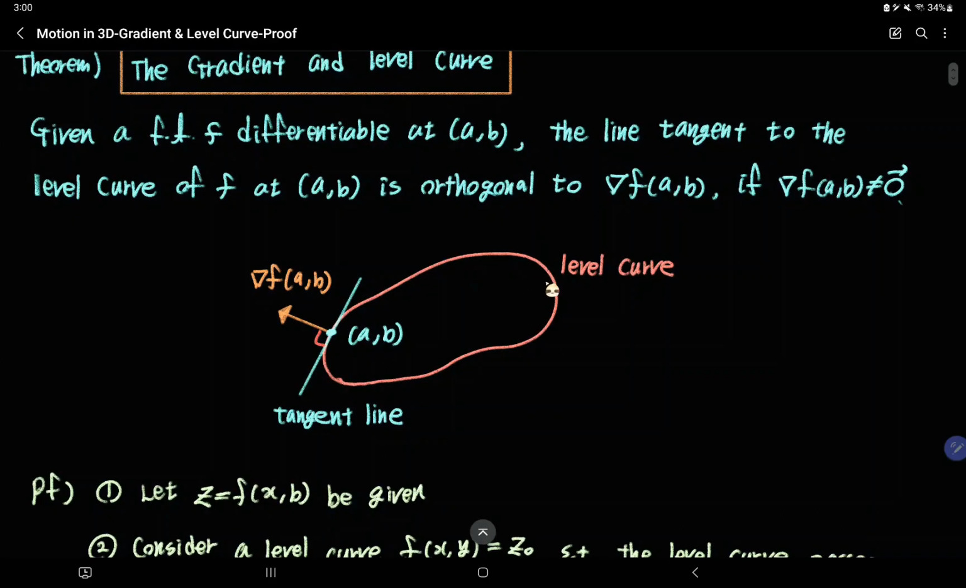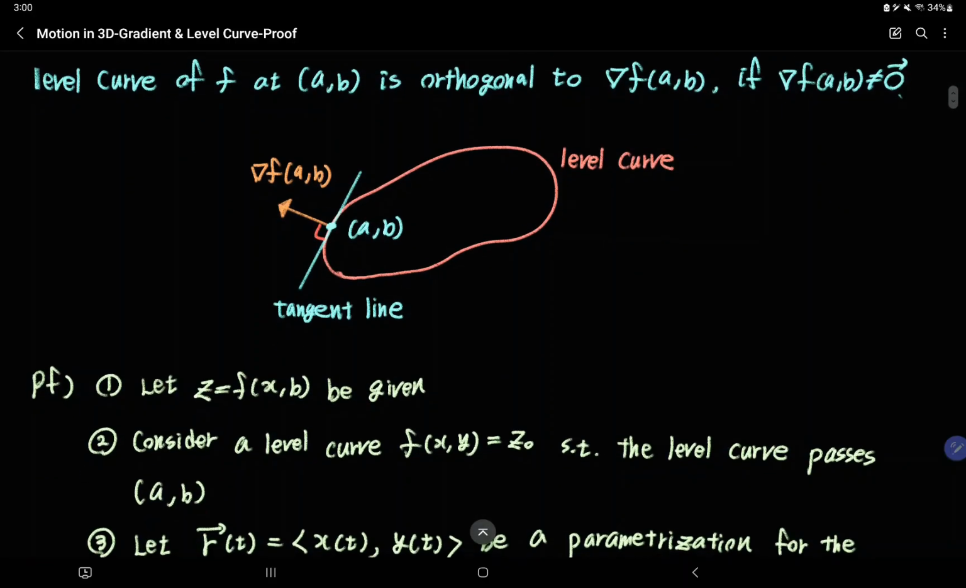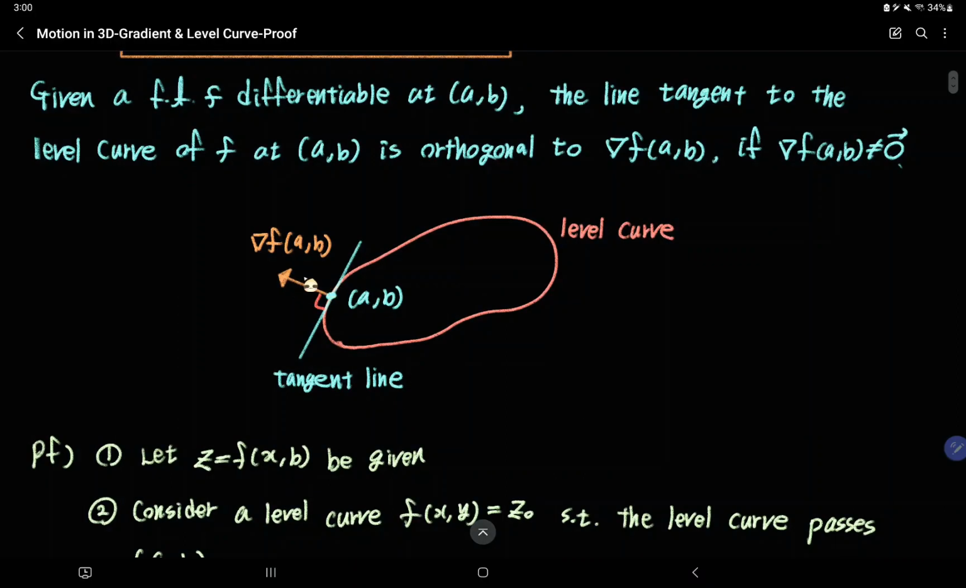So here's a level curve passing through (a, b). Then the tangent line right there, and the gradient f. The gradient is a vector, right? Gradient is orthogonal to the tangent line. So we want to prove that. To show that the gradient and tangent line are orthogonal, we want to show that the dot product of gradient f and the tangent vector on the tangent line equals 0.